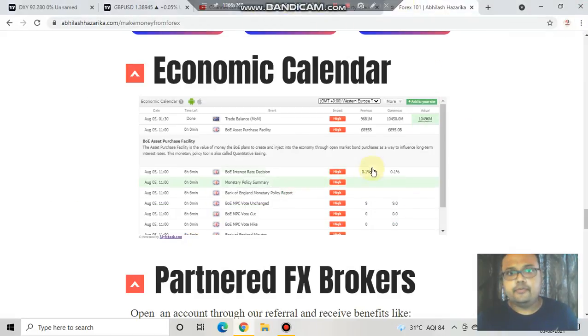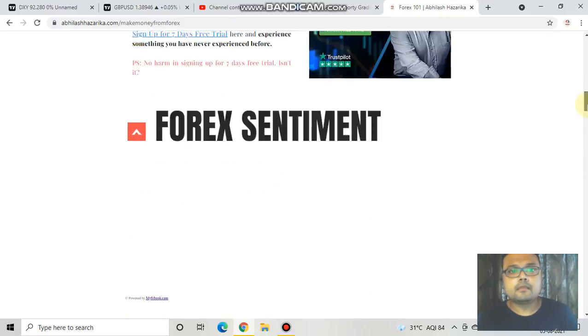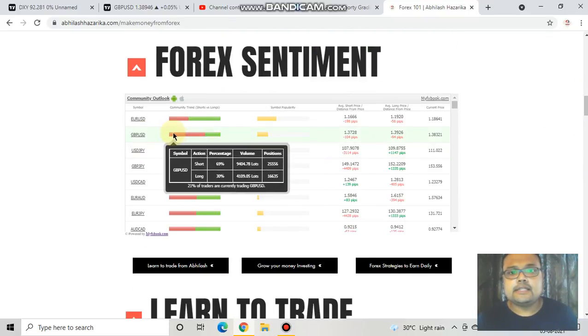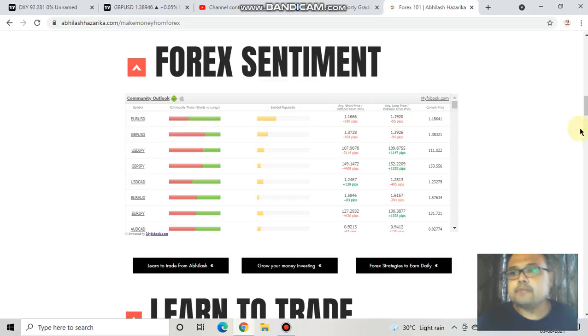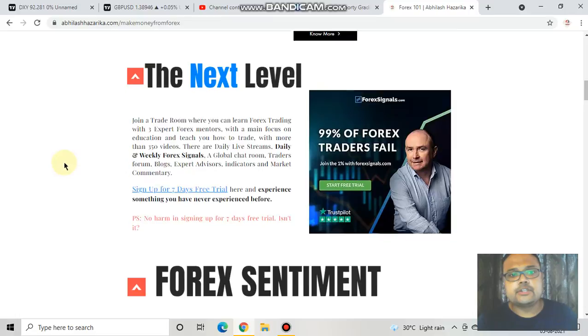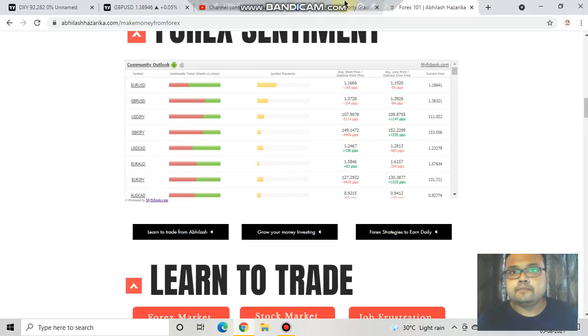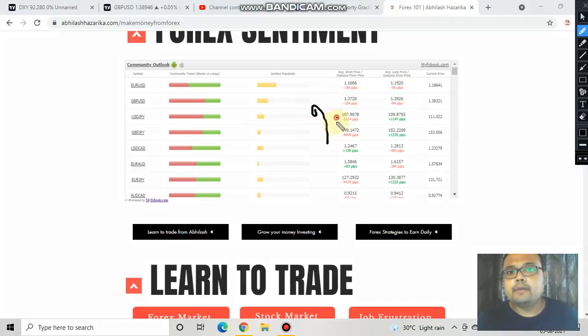And if we go to the Forex sentiment meter here, we can see that 69% of retail traders have taken a short position and 30% of retail traders have taken a long position. Again, you will get the same sentiment meter on my website avilashhazarika.com under the Forex 101 section. So retail traders are thinking that the market will be going down, whereas only 30% of retail traders are thinking that the market will be going up. And as we all know, 90% of retail traders mostly lose money.